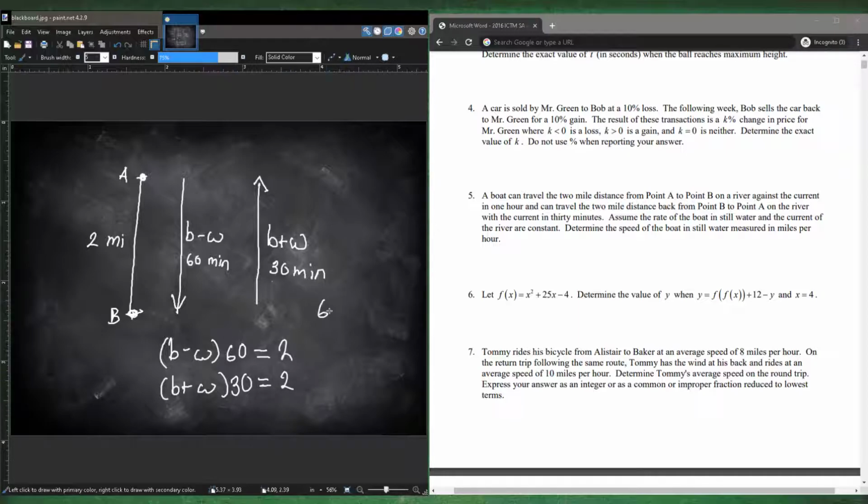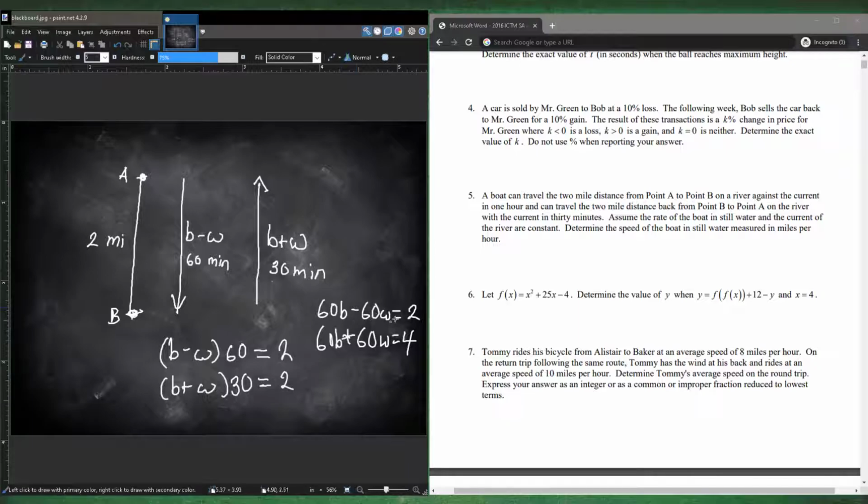Okay, so distributing that out, that's 60W minus 60B minus 60W is equal to 2. And let's multiply this by 2 and then multiply that out. So 60 times B is 60B, and then 60 plus W is 60W. And then you have to multiply 2 to the side, so this is 4. I just distribute it out and then multiply by 2.